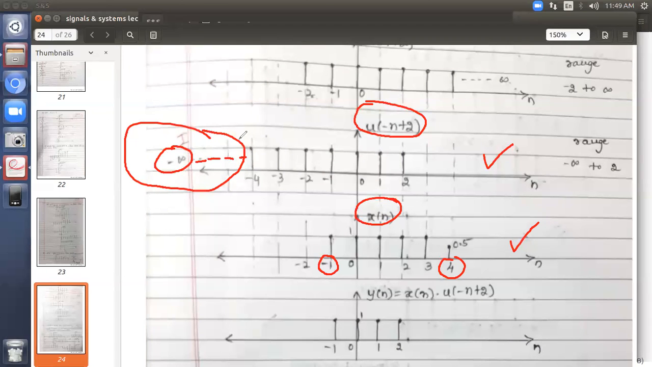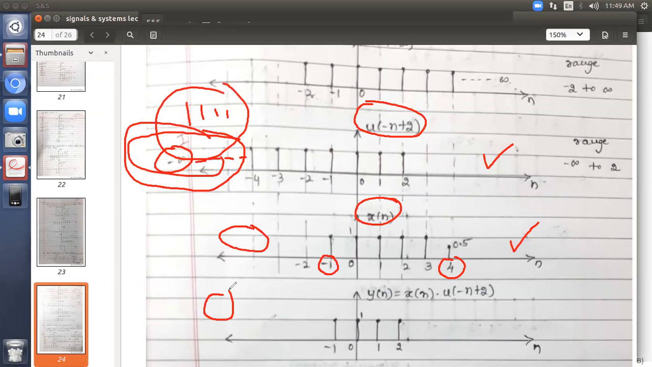So you have some amplitudes here, 1, 1, 1, 1, 1, like that it continues. From minus infinity it is coming, but here no amplitude, 0. So 0 into any value, you will get 0 only. So if you check the final answer, the multiplied value y of n, you don't have any value here on the left side, 0 only, because x of n is 0 here. 0 into 1 will become 0.